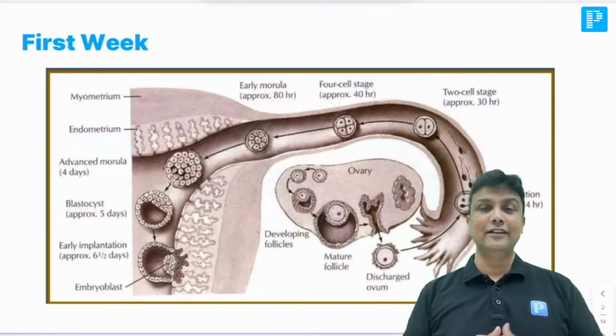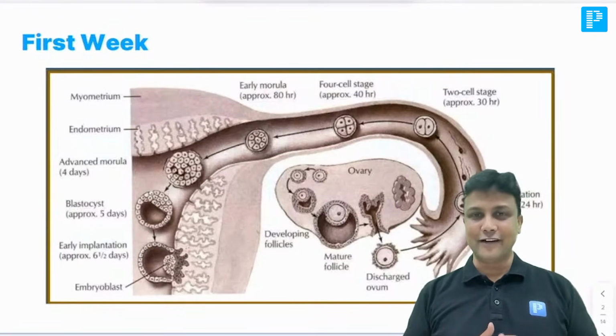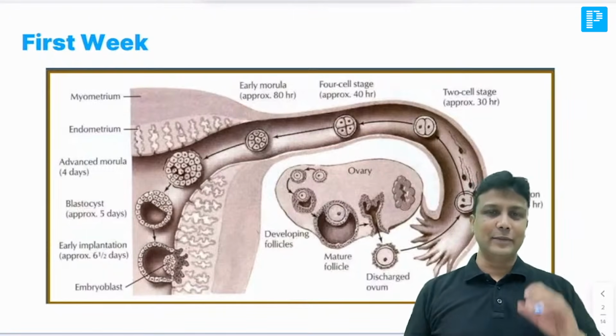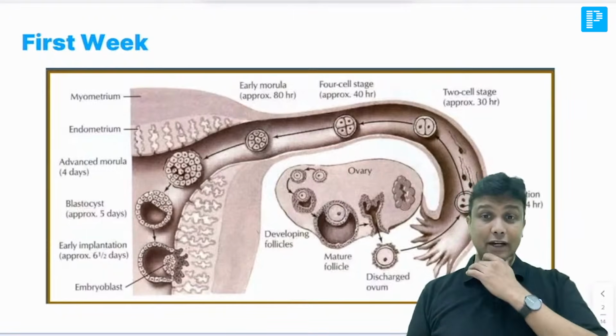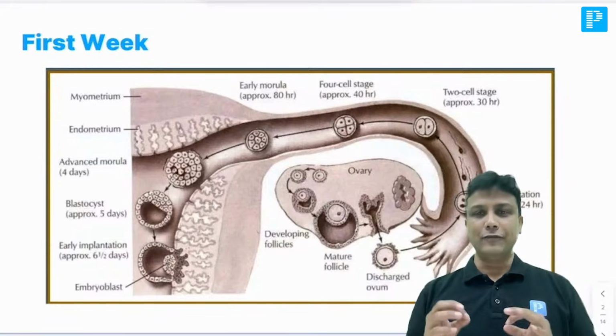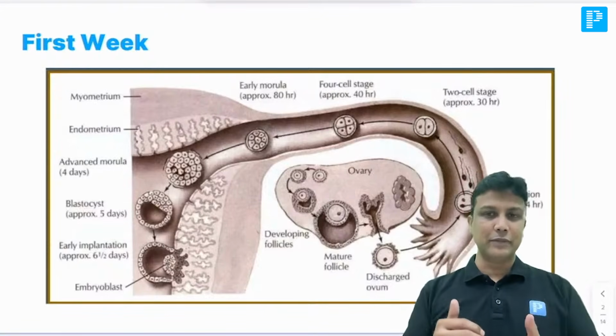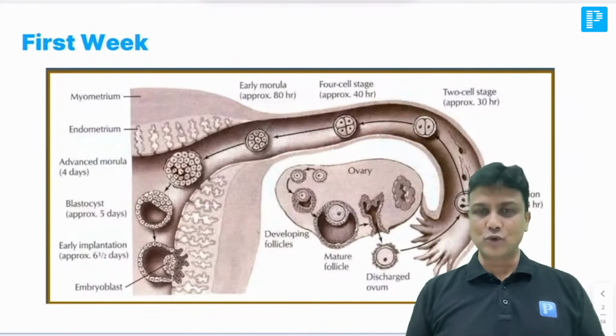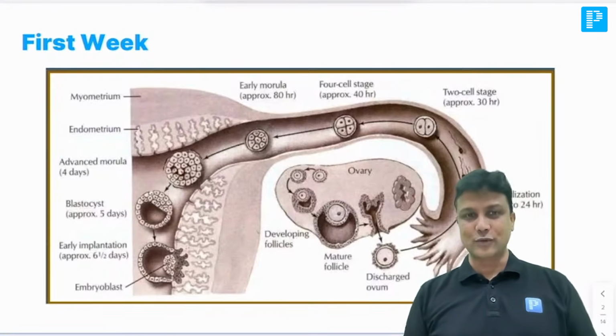Now you might have seen this picture many times in your textbooks, everywhere. This diagram about the first week of development looks very complicated. You don't know what is happening one by one. So what we'll do is, first of all, we are going to make our own diagram for this. Step by step, I'll make you understand how to remember and how to learn about the first week of development.